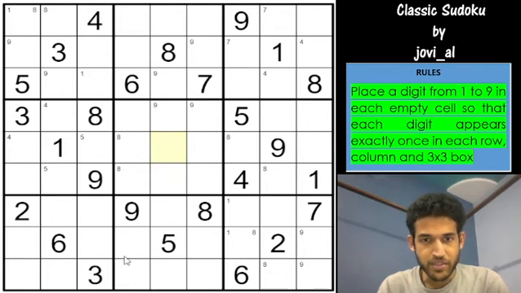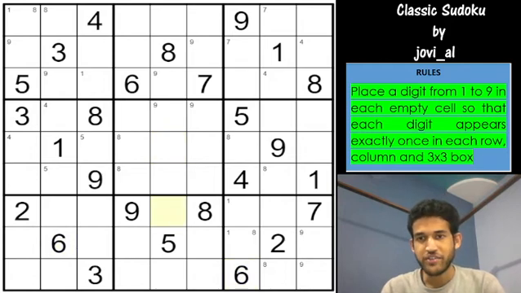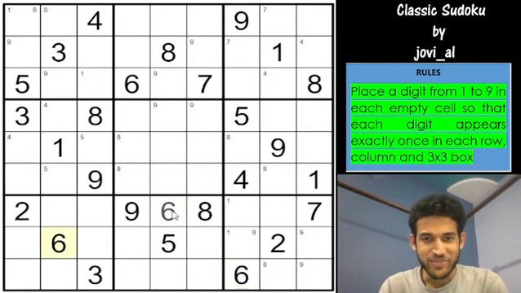I'm missing something. Oh, 6. Oh, I missed a very, very direct digit. 6 in row 7. There is only one option, right? 6 can only go here. There is no other cell left. And now let's look at the 6. Now that you've got the start.